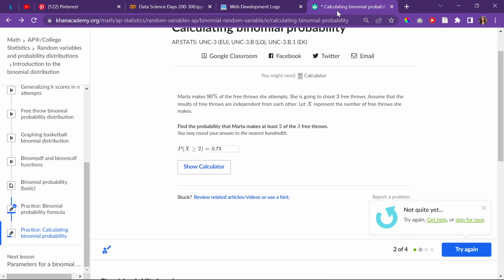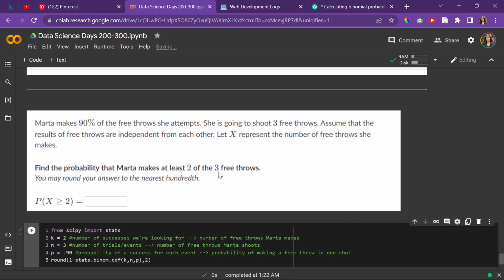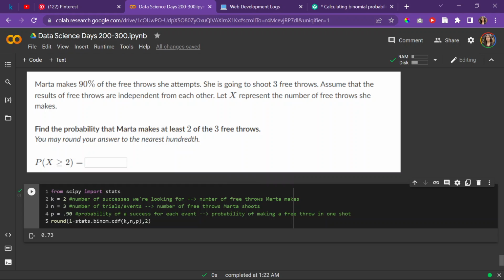0.27. So what's the issue? Let's try to figure this out. So 1 minus that's binomial CDF, because I know it's like that. And it's K and P. K is the number of successes that we're looking for, so it's 2. So it's at least 2. Okay, and then N is 3, and P is 0.90. So what's the issue? K and P, and it's not PMF, is it?